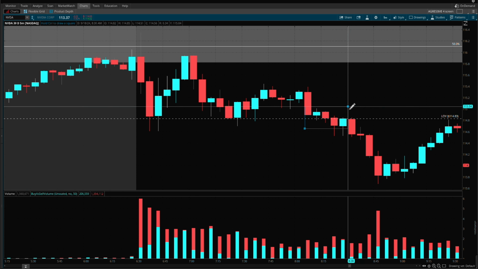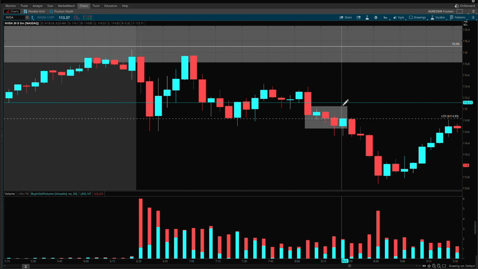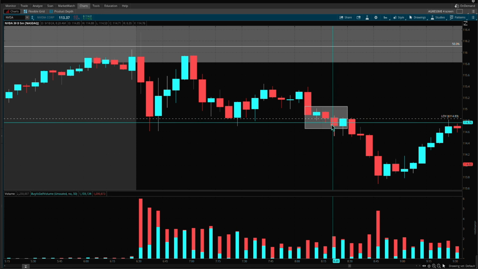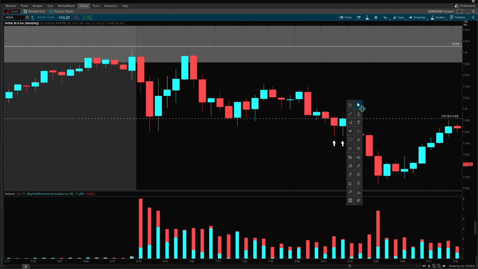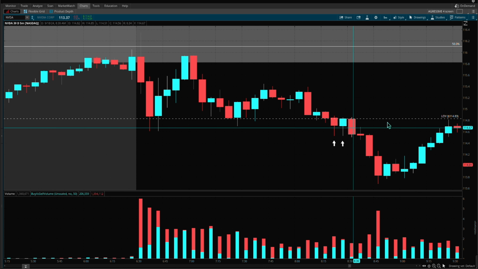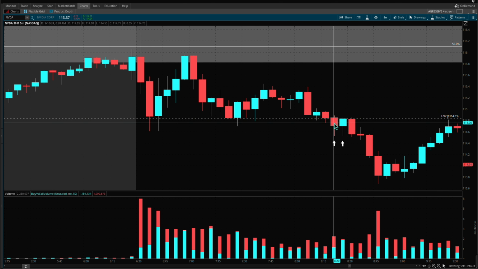But what's happening here is what I want to talk about and how you could enter a trade. Because notice how we never closed below the low of yesterday at all until this candle right here. Very important, very vital. Now, since we closed below this general area of the low of yesterday, 114.83, is where I would start to enter shorts. Start looking at put positions.